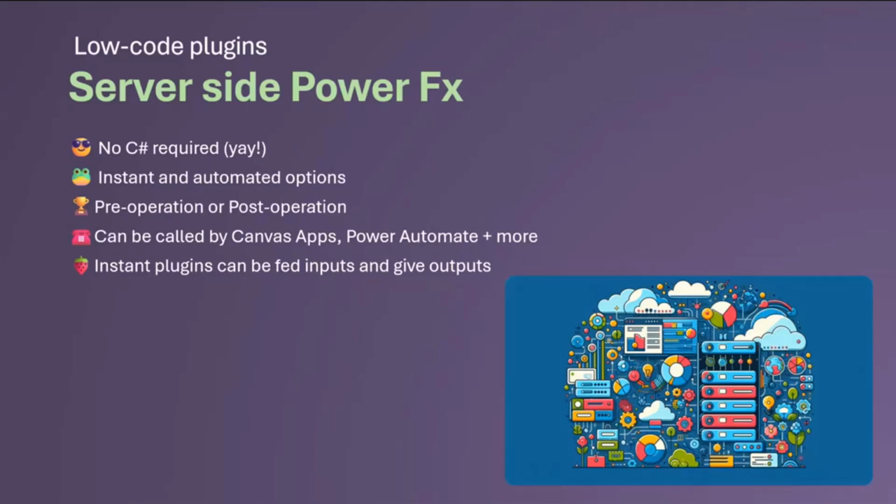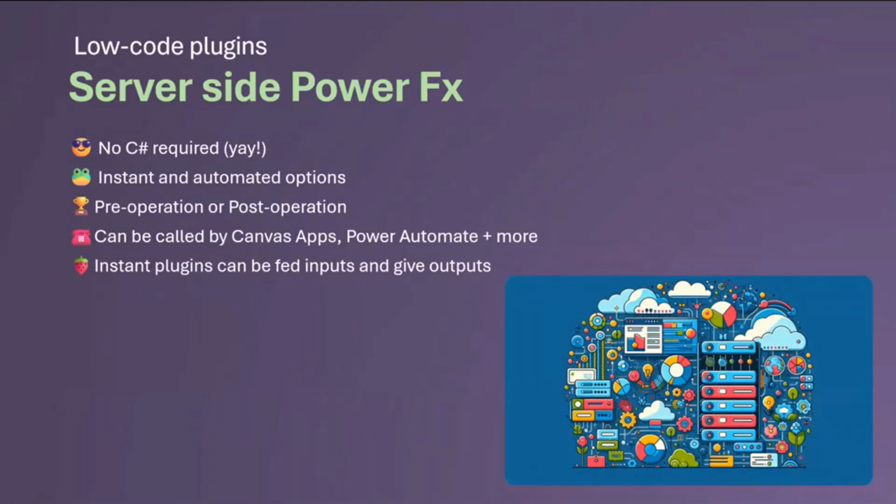performant. We've got instant and automated options, so we can actually call these through a flow or directly within a Canvas app, but we can also call these on, say, if a record gets created or deleted, it will execute as well, and they can be done pre or post operation. This is one of my favorite things about low code plugins, in that I can actually call them to do something before it's basically visible on the screen.